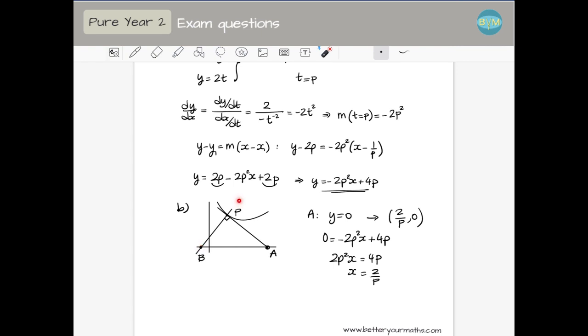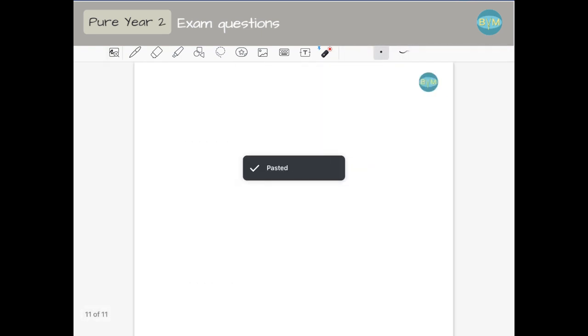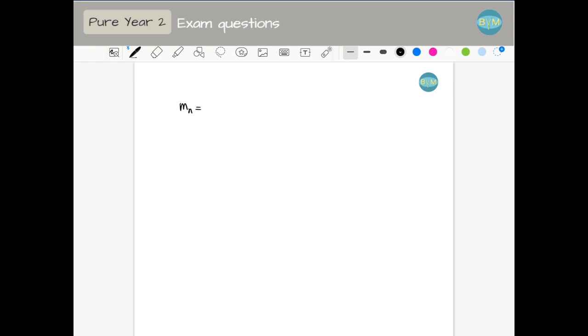To find the coordinates of B, I need to find this line first. This line is perpendicular to this one and passes through the point P, which means the gradient is going to be the negative reciprocal of this one. Yeah, the gradient of the normal is going to be the negative reciprocal of that one, which is 1 over 2p squared. So the normal line is going to be y minus the y of the point, that was 2p, is the gradient, x minus the x of the point. So I'm using the same point because it's P.